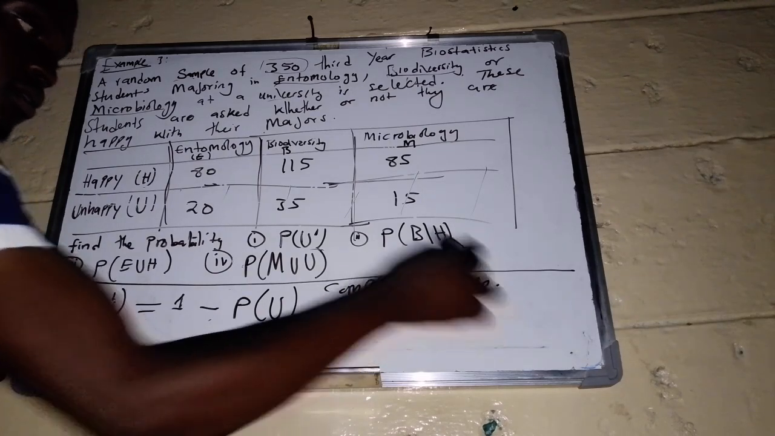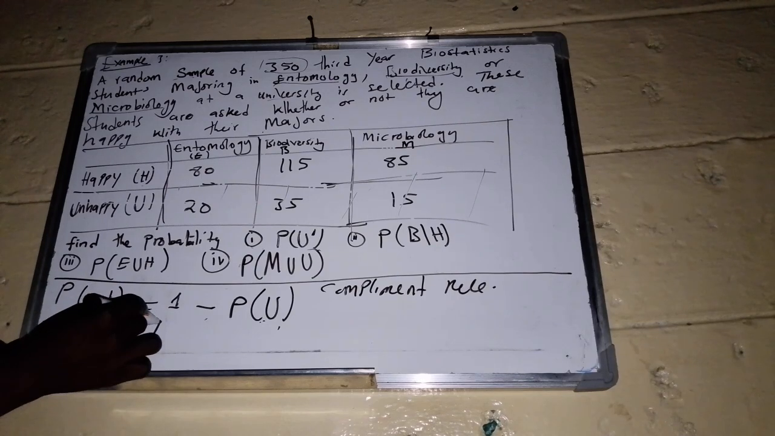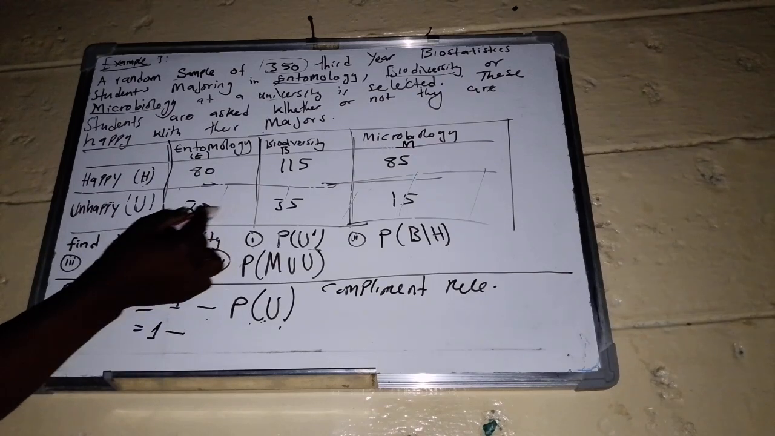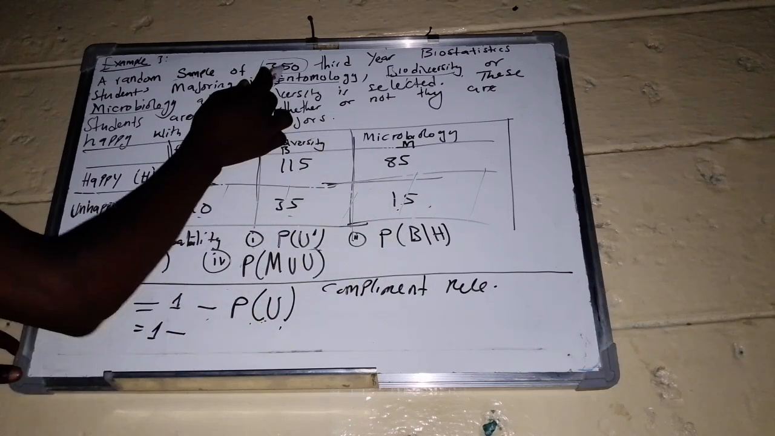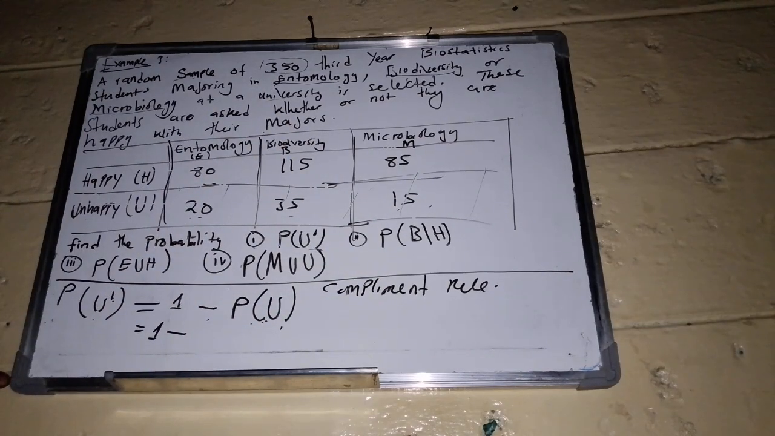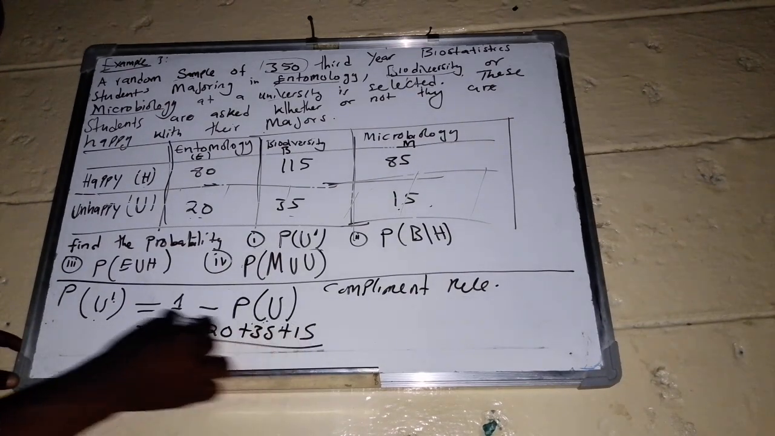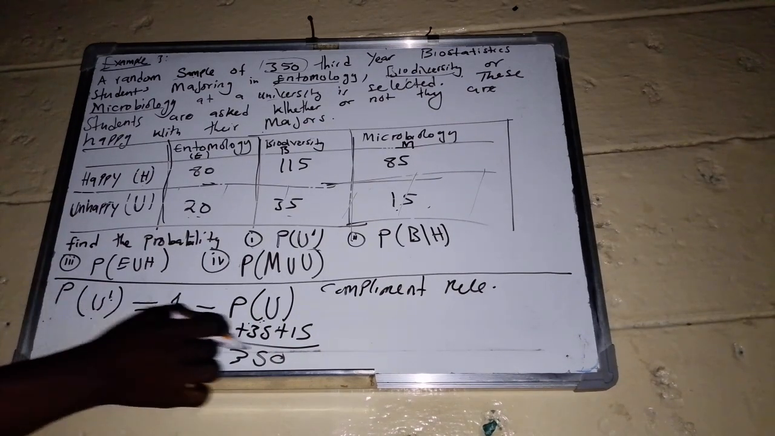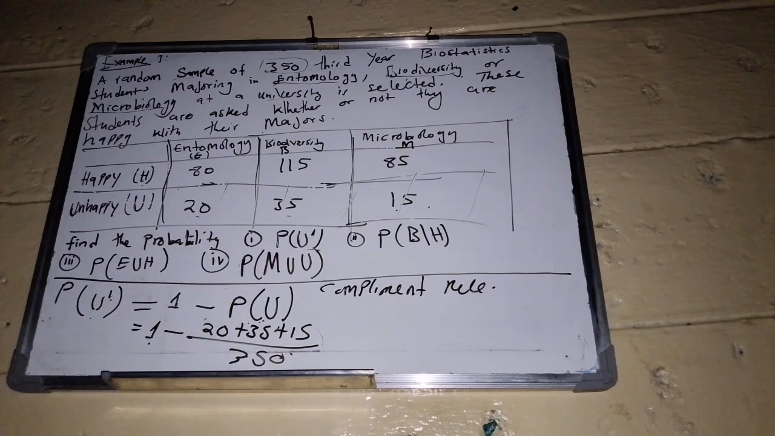So the task here now is to find the probability of U. So this would be 1 minus the probability of U. The probability of U will be the addition of the 20, 35, and 15 divided by the total students, who are how many? 350. So we're talking about 20 plus 35 plus 15 over 350 students. We find the total for this, and then subtract the answer from 1. That is the probability of the complement of the unhappy students.